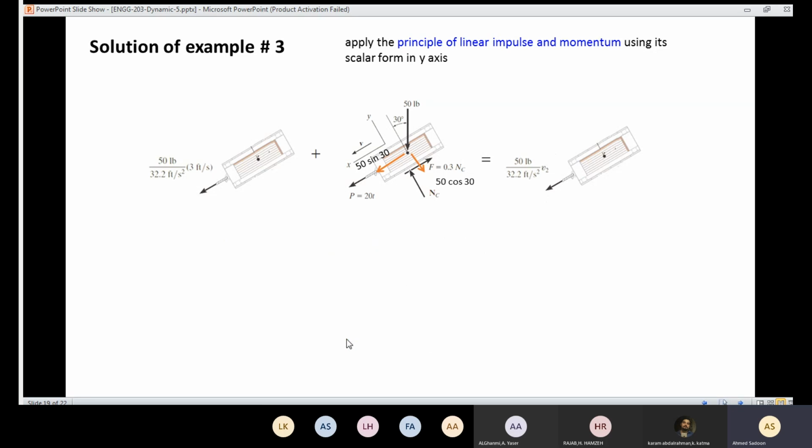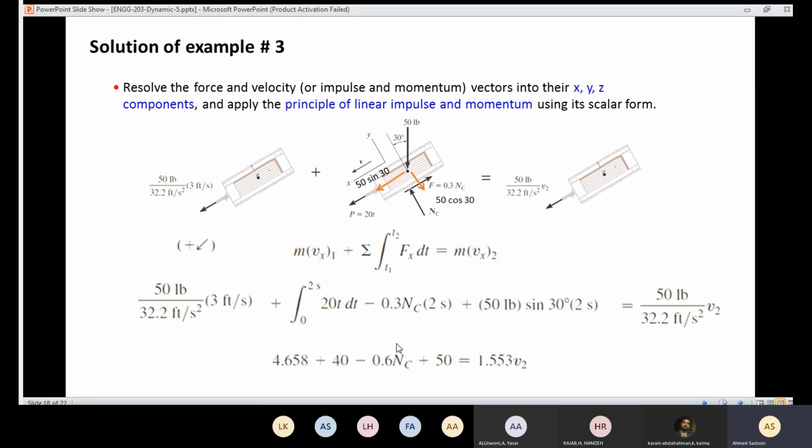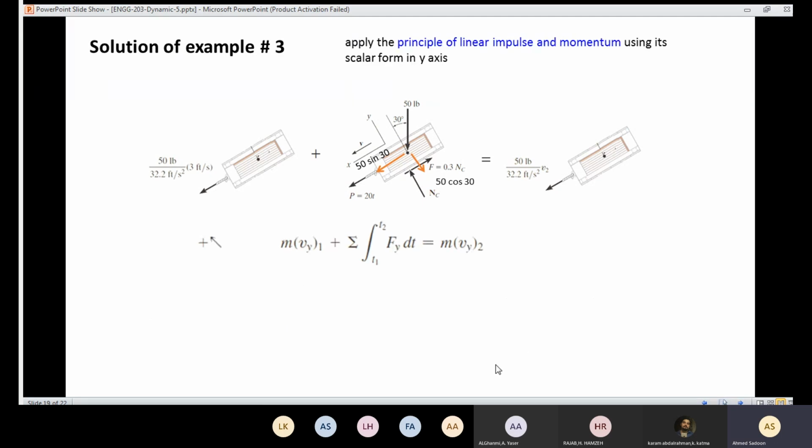We are going to get back to that equation and substitute the value of NC in order to get the value of the velocity. So the velocity V2 came out to be 42.2 feet per second. So here I used the principle of linear impulse and momentum into x and into y. Now I'm done with that example. If you have any question regarding this example, please ask me.